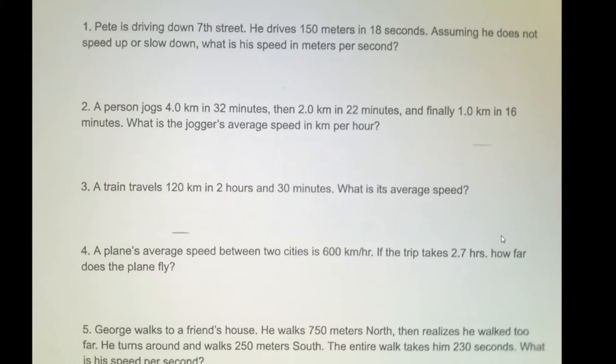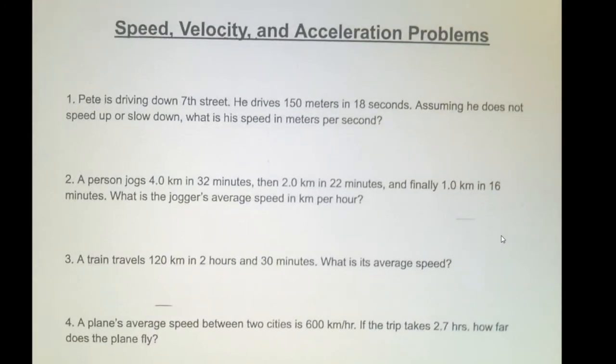All right, hey everybody, this is the speed, velocity, and acceleration problems. What I'm going to do is walk you through how to set up each problem, and then you'll just do the math to find the answer if you needed help. And I'm going to go pretty quick, so if you need to pause it at any time, just go ahead and do that. And if you have questions, then let me know. You can send me an email, whatever you need.